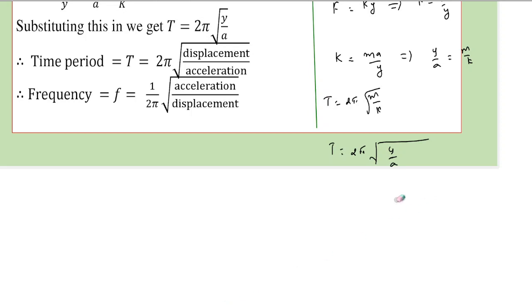So there can be instances where the time period would be in this form also. This is another form of time period, where we write the time period in terms of displacement and acceleration. So T is equal to 2 pi under root of displacement by acceleration. Similarly, frequency is 1 by time period. So we get frequency is equal to 1 by 2 pi under root of acceleration by displacement.